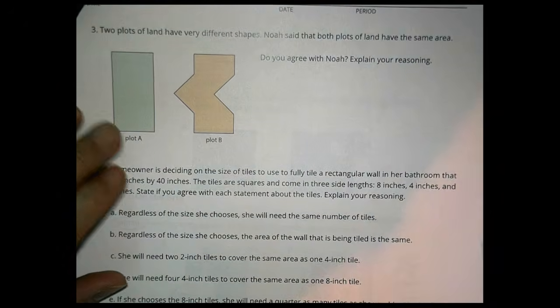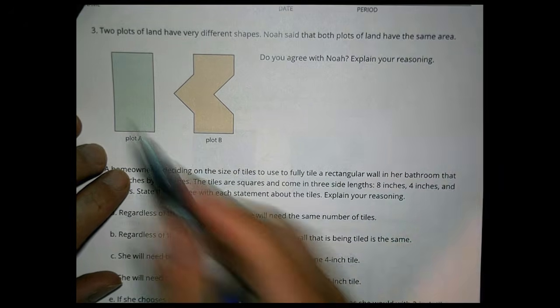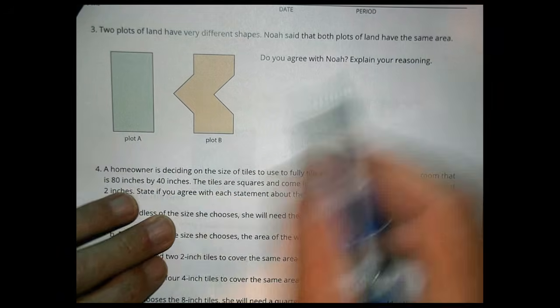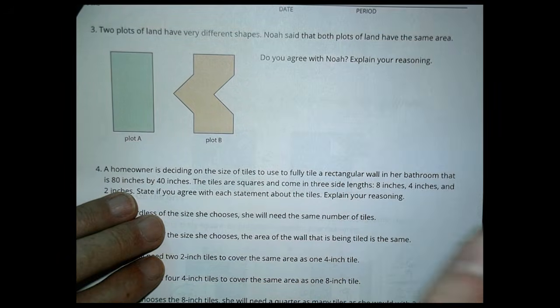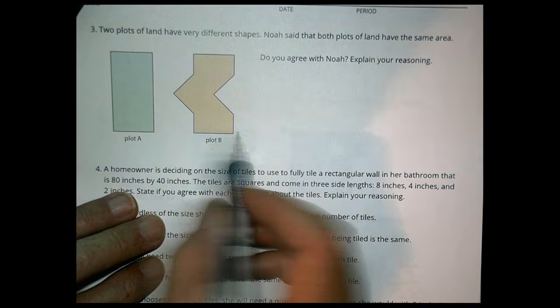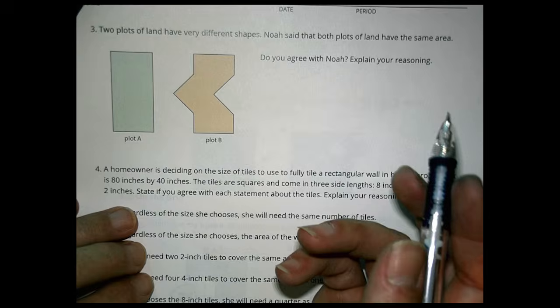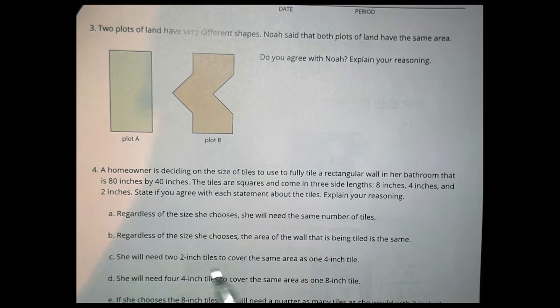Number 3. It says 2 plots of land have very different shapes. I would say yes. Noah said that both plots of land have the same area. Do you agree with Noah? Explain your reason. So, Noah says they have the same area. This area matches that area. They definitely look different, but let's see if we can figure out what's happening here.